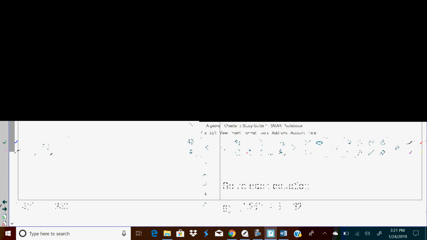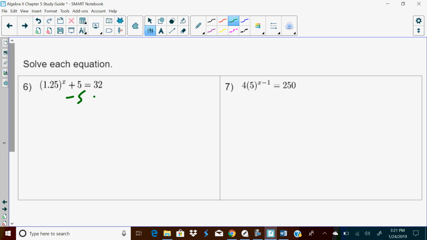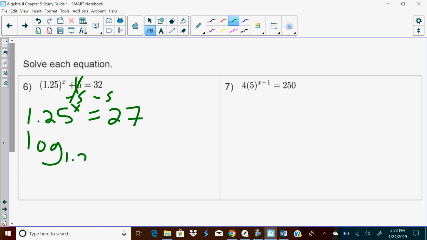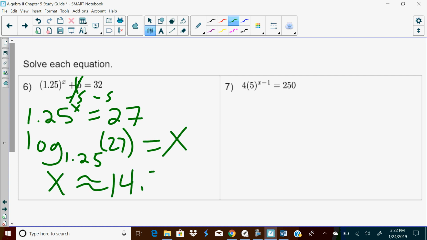Problem number 6, it says solve each equation. So the first thing I'm going to do for 6 is I'm going to subtract 5 from both sides. So I get 1.25 to the x equals 27. And then since it's exponential, I change it into a logarithm. So I'm going to do the log base 1.25 of 27 equals x. And then I just put it right in my calculator and got x is approximately 14.77.